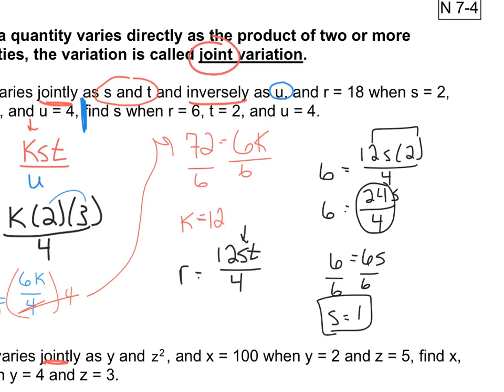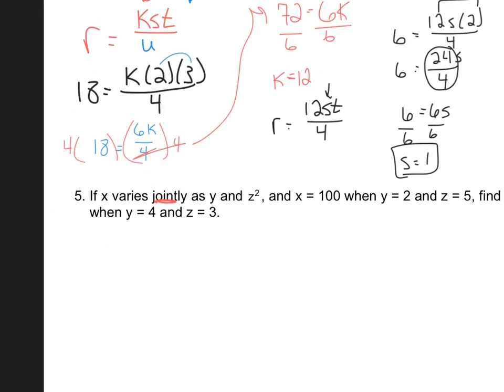The other way you could have played that is multiply both sides by 4. You'd have 24 equals 24S, and it still would have come out the same way. So I know that's not super fun, but it's really not that bad. Try it out and see what you think.